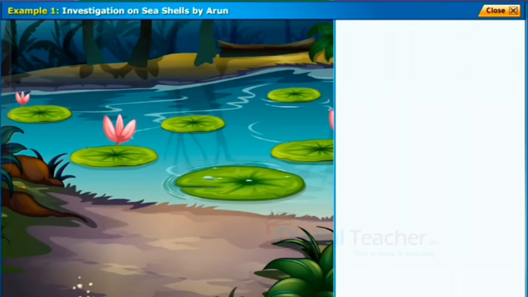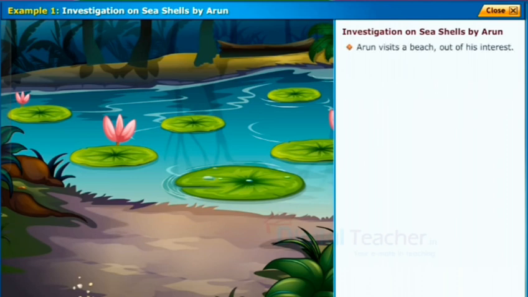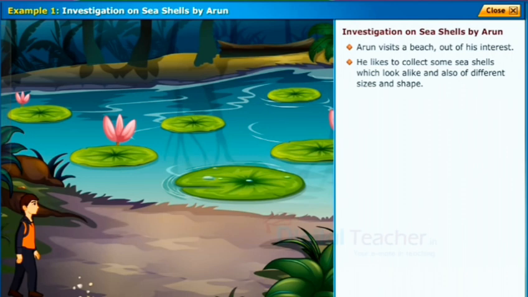Example 1. Investigation on seashells by Arun. Arun visits a beach out of his interest. He likes to collect some seashells which look alike and are also of different sizes and shapes.